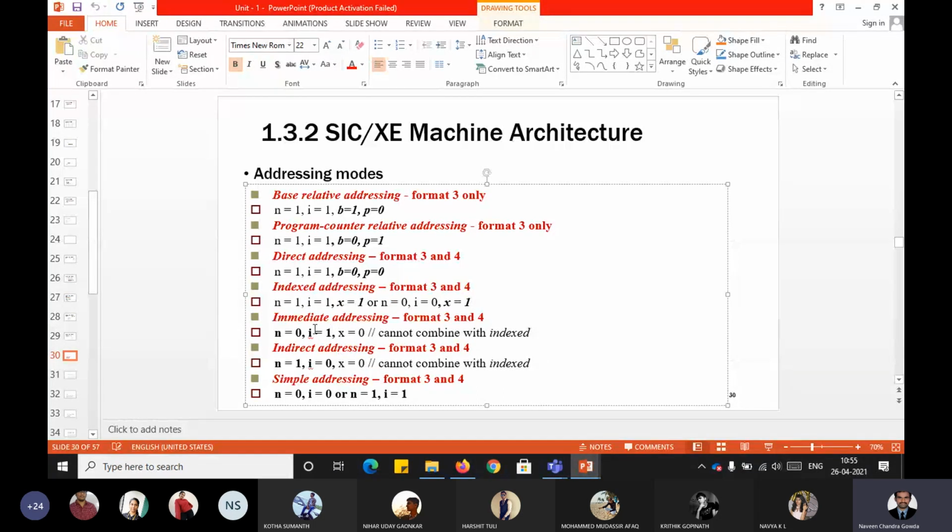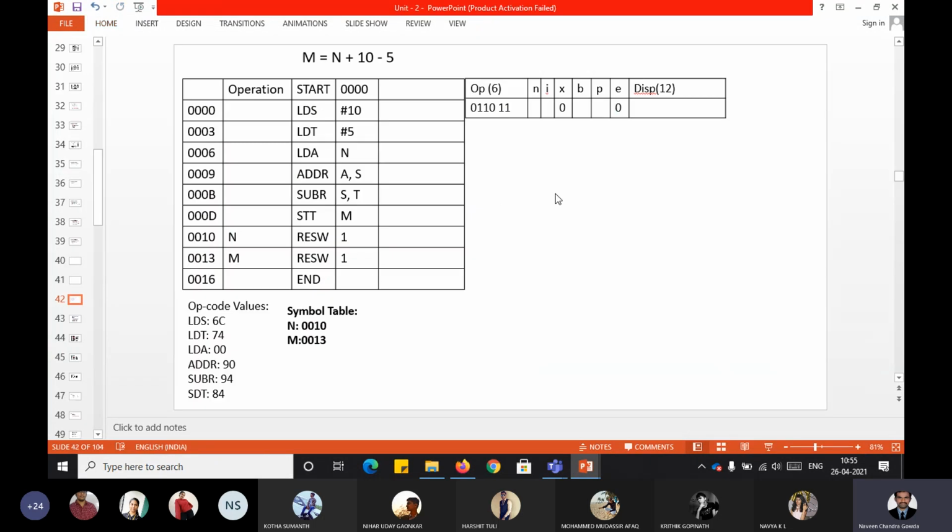For the immediate addressing mode, I will be 1 and N will be 0. For indirect, N will be 1 and I will be 0. My dear students, remember, all of you, just remember right here: if your operand is preceded with the hash, I repeat, if your operand is preceded with the hash, then it is immediate or indirect.